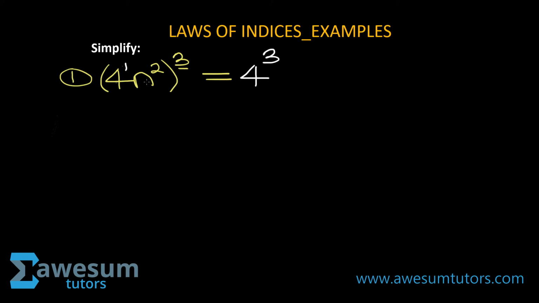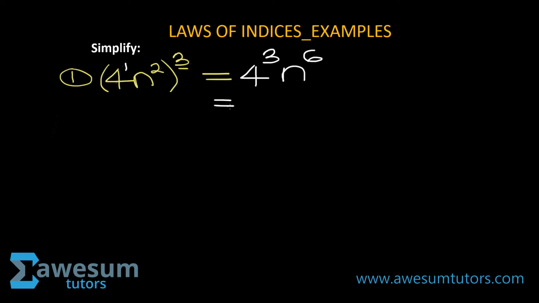And also this is n, which is raised to the power of 2, which is then raised to the power of 3. Your product power law says that you should multiply these powers. So that means I'm going to have n raised to the power of 2 times 3. That is going to be 6.